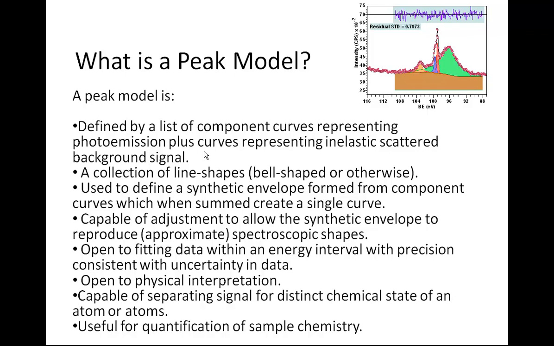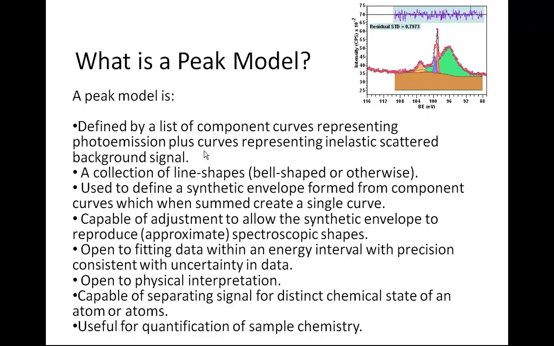Well, a peak model is defined by a list of component curves representing photoemission plus curves that represent inelastically scattered background signal. So in some sense, to describe this as a peak model is not entirely accurate, because some of the curves are not peaks, they are not bell-shaped curves. A peak model is a collection of line shapes, bell-shaped or otherwise, the otherwise meaning background curves.